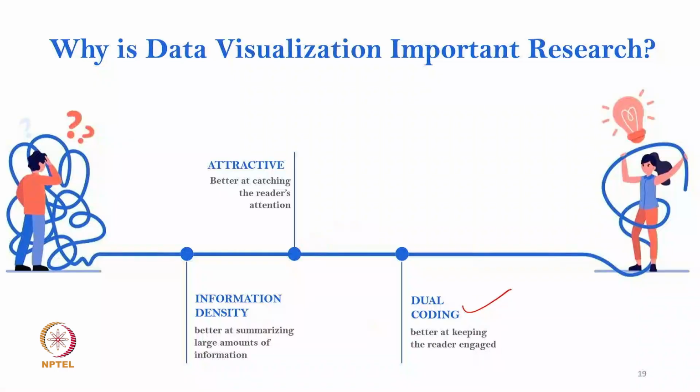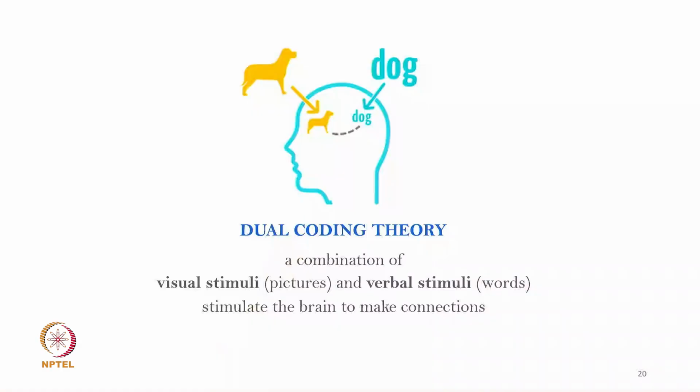Sometimes the researcher would also like to use dual coding through data visualizations, which refers to a theory suggesting that information is better processed and understood when it is shown in verbal and visual formats simultaneously. It helps the brain make quick connections. As shown in the example of dual coding theory, here we have a text, dog, and here we have a picture of the dog. When you present graphics using dual coding theory, one can quickly understand the visual representation of the image.